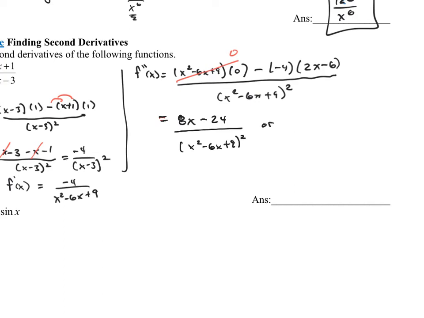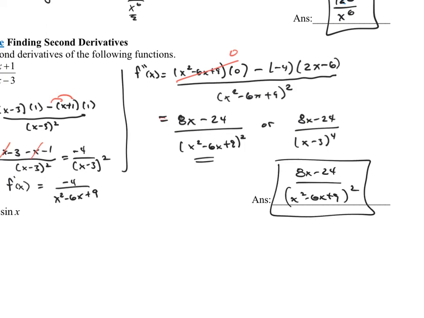Or we could write this as 8x minus 24 all over x minus 3 to the 4th power. The only reason I knew that was because before this, the denominator was x minus 3 squared, and so if I took x minus 3 squared and then squared it, it would be x minus 3 to the 4th. So this would be the factored version. But again, I don't really care here. Any of these versions would work. So the way that I did it, I ended up with 8x minus 24 all over x squared minus 6x plus 9 quantity squared. I'll leave that as my final answer on this one.